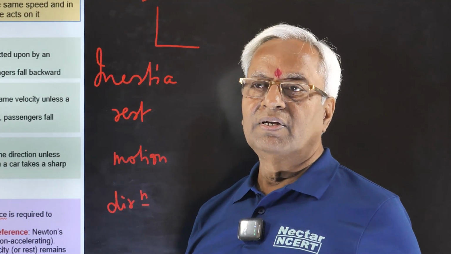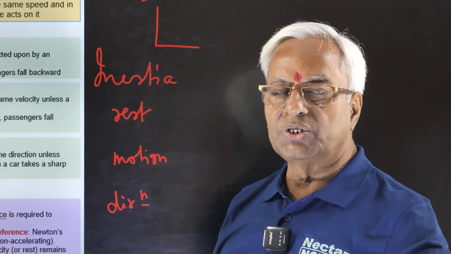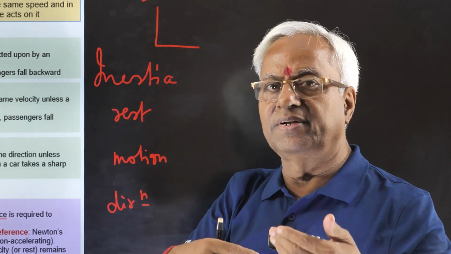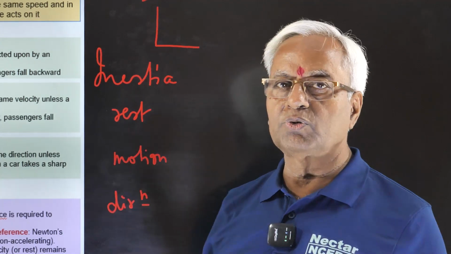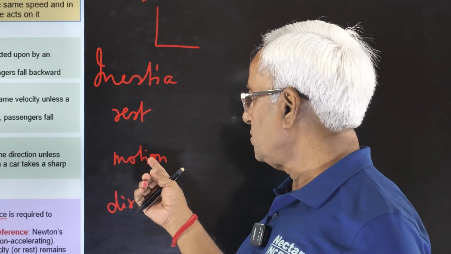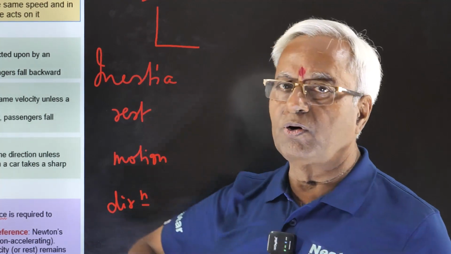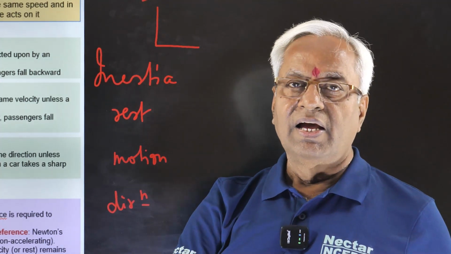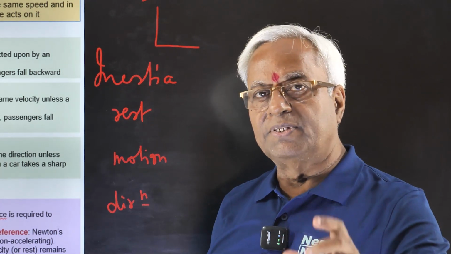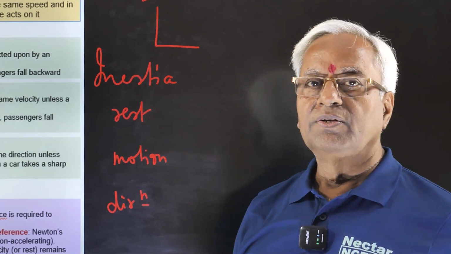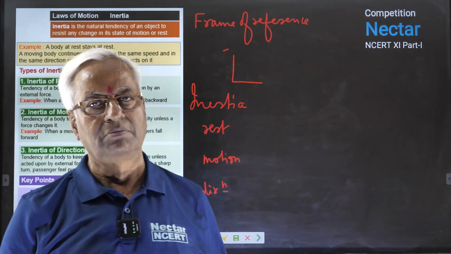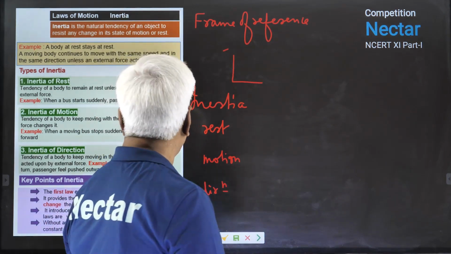Inertia simply means tendency to oppose the change. A body at rest will always oppose the change in rest. A body in constant motion will always tend to oppose the change in state of motion. And likewise, if the body is moving regularly due east and it is suddenly made to move due north, this kind of change will again be resisted by the body. So inertia could be classified in 3 segments: inertia of rest, motion, and direction.